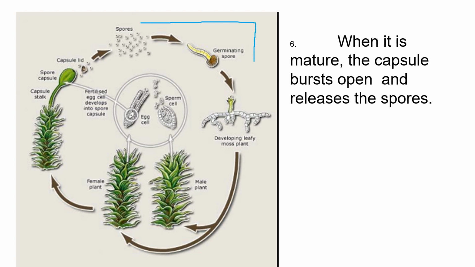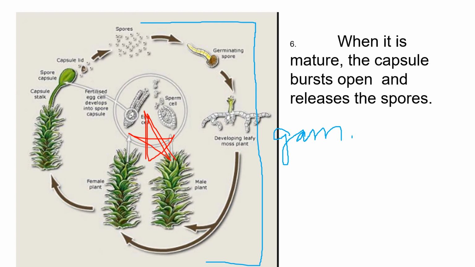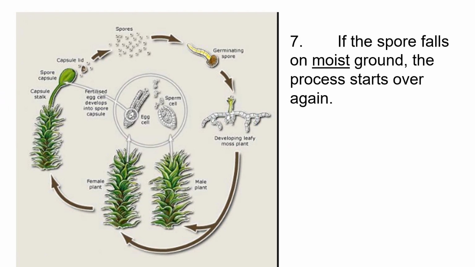But over here, all of this, I'm not going to be able to write out the whole word, but all of this is the gametophyte stage, where the moss plant is solely focused on forming gametes. Once the male and female gametes have met up, so that's the fertilization right here in the middle where they put this big red star, then the moss plant is now, you do it in purple, in the sporophyte stage. That spore cannot form until the male and female gamete have come together. So that's another thing you're going to want to distinguish in your diagram as well. Number 7: if the spore falls on moist ground, the process starts over again.